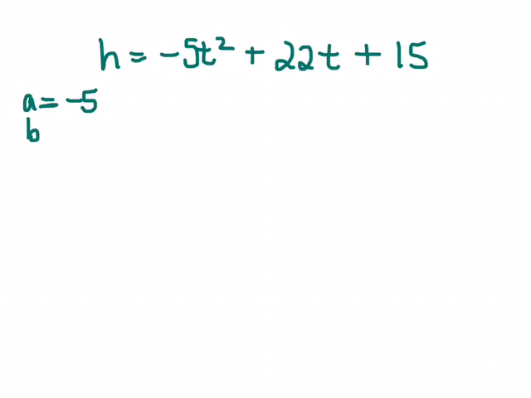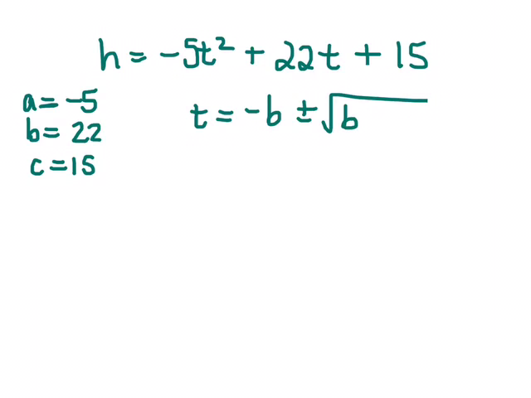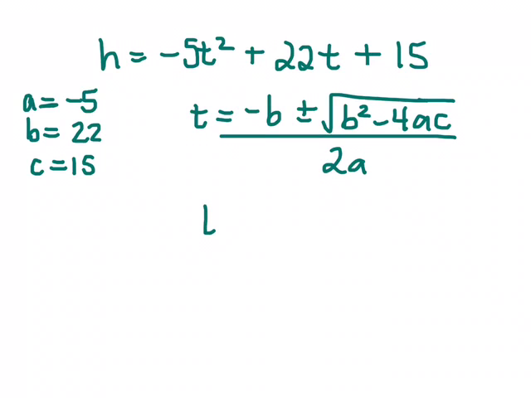Negative 5, b is equal to, and c is equal to 15. We want to know what t equals. Oops, negative b, sorry. Using the quadratic formula, because that will give us the x-intercepts. Okay, so t is equal to negative 0.6 and t is equal to 5.